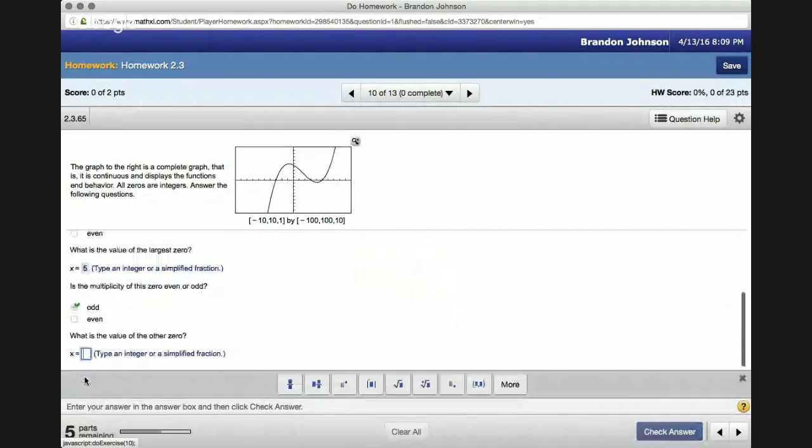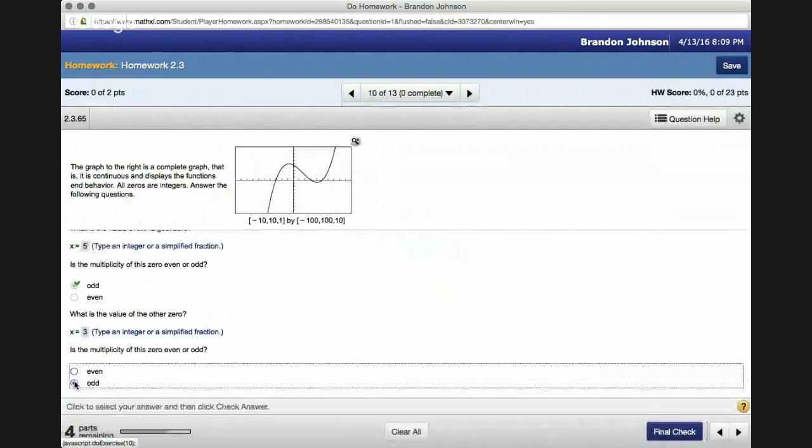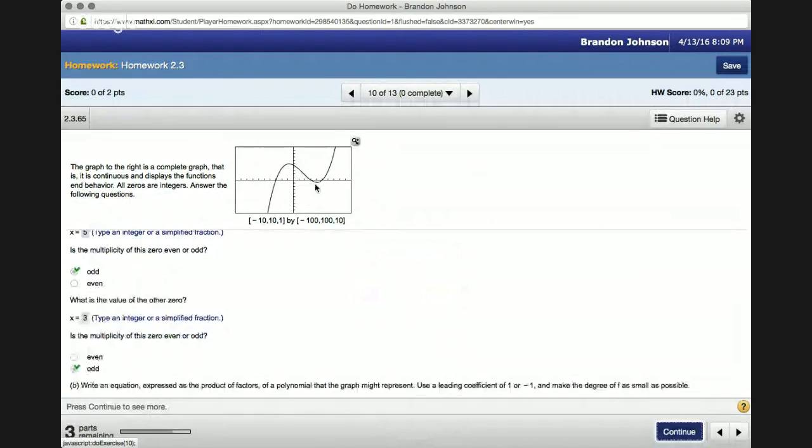And is that it? Oh, they want more. What is the value of the other one? This would be 3. And the multiplicity would be odd because it goes through at that zero. Again, look right here. It goes through, so it would be odd. If it touches and returns, it would end up being even. I'm hoping that will help you there.